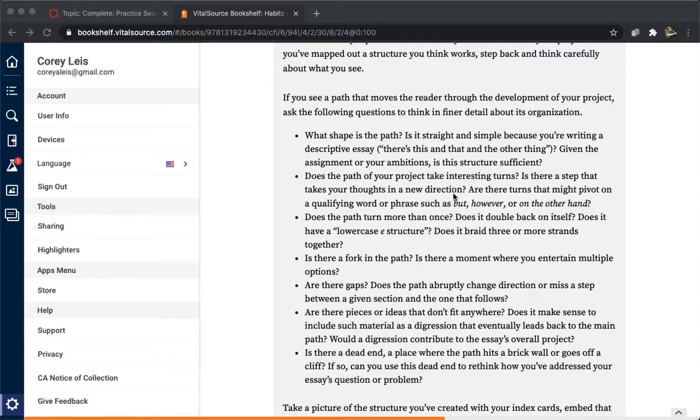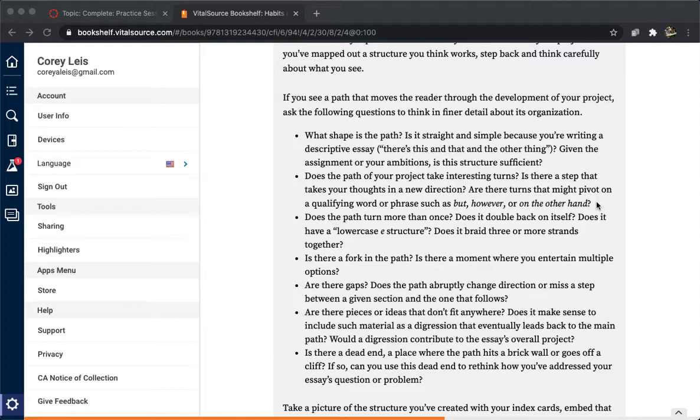But essentially what they're talking about is making our writing more interesting and complex by using words like but, however, and phrases like on the other hand, where we're exploring different alternatives to ideas. We're not just going in that straightforward and, but we're pivoting. So it's like, but you know what?